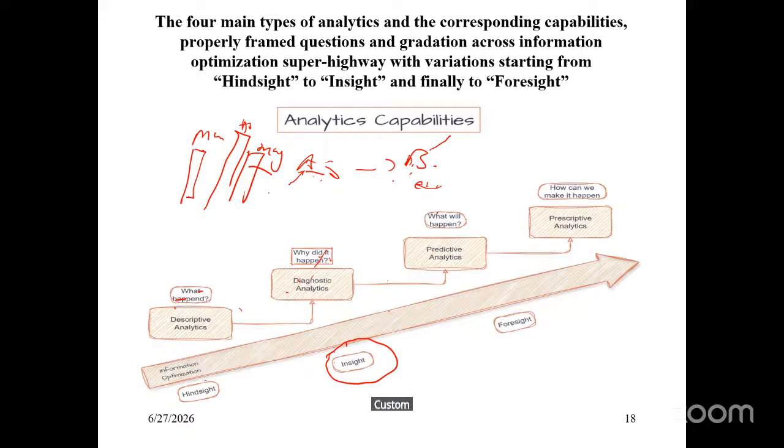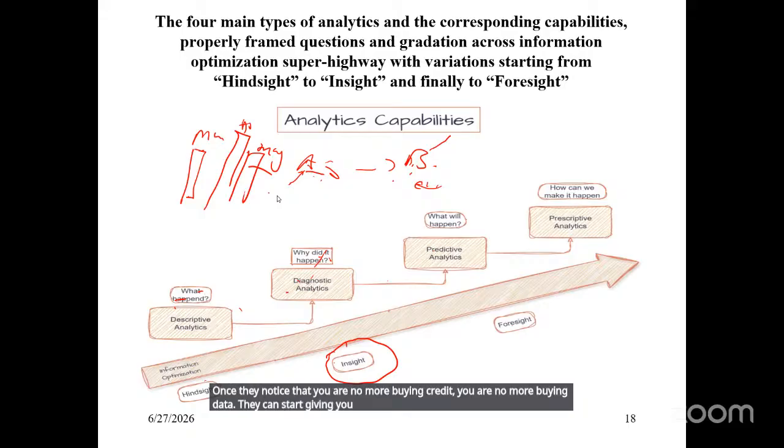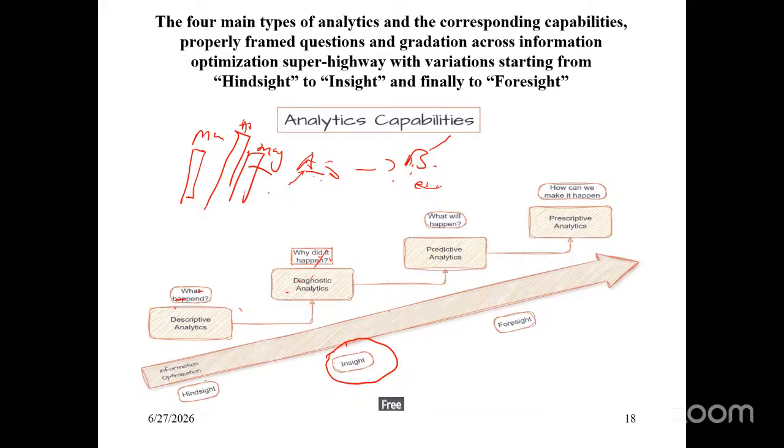Customer churn. You have an idea that a customer may run away, so that you'll be able to prevent him from running away. Telecom companies are using it a lot. Once they notice that you are no more buying credit, you are no more buying data, they can start giving you free data, free airtime. Buy 10 naira airtime and get so huge amount of airtime, because the system already identified that you are likely going to leave the company. You are going to switch to another service provider.